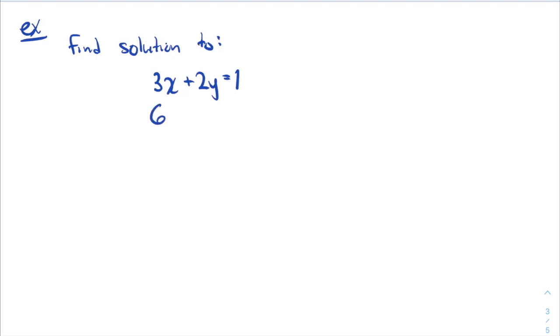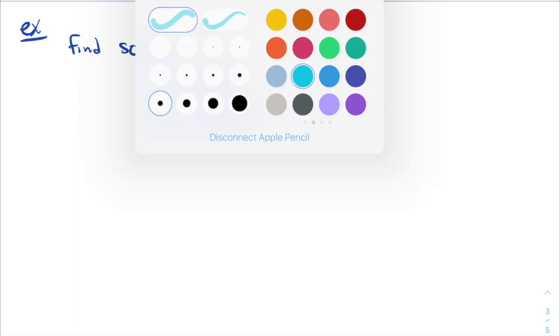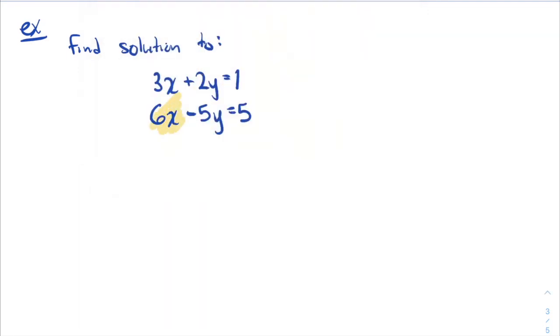So let's have our first equation be 3x plus 2y equals 1, and our second be 6x minus 5y equals 5. Now we can imagine if we tried to do what we did last time of just adding the two equations together, we would not have one of the variables cancel out. However, I notice that our coefficients on the x variables happen to be multiples of each other.